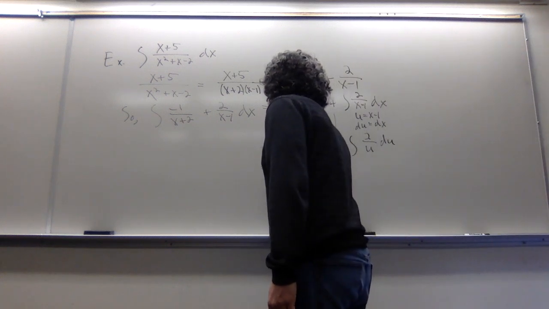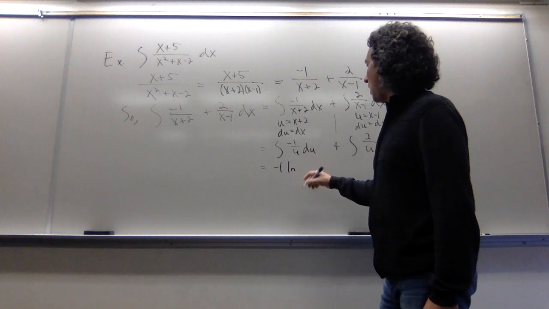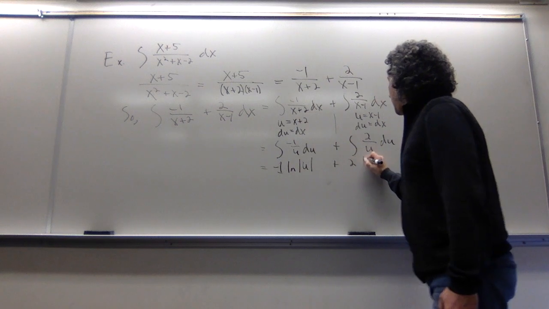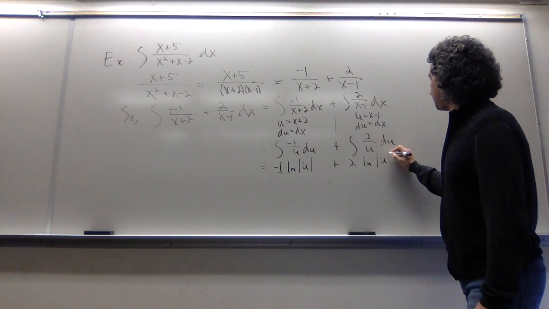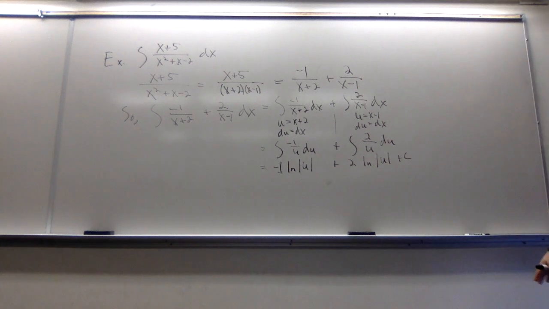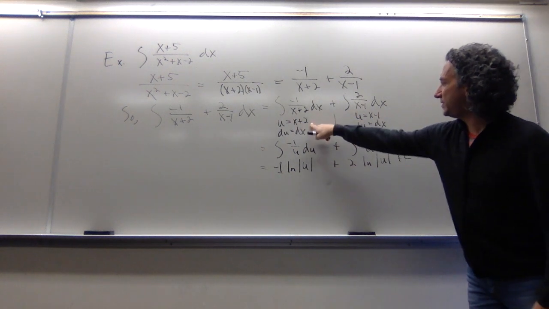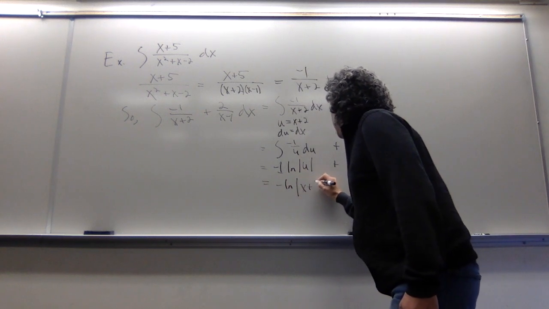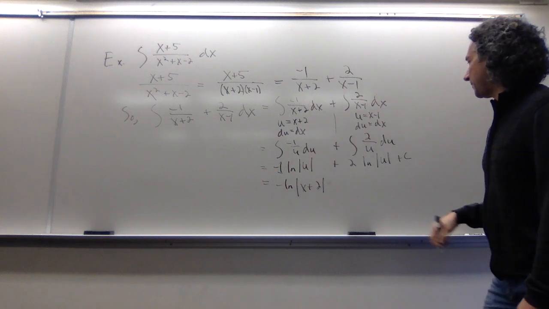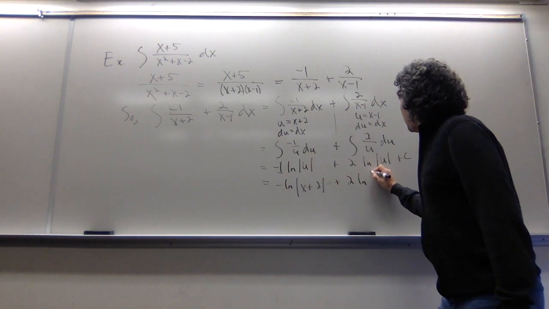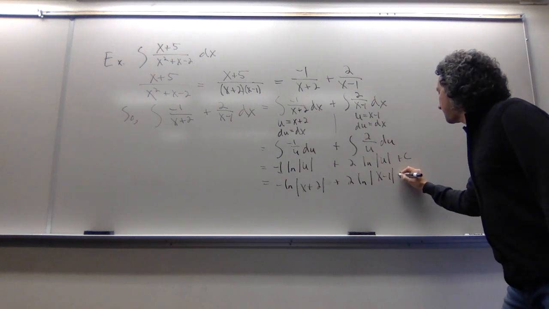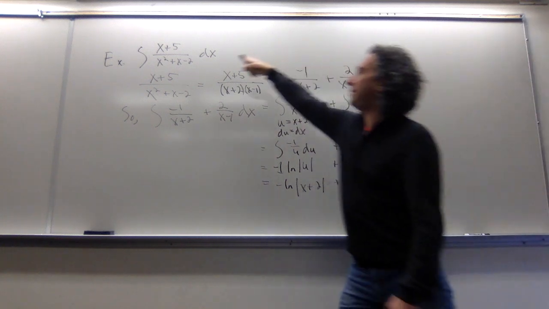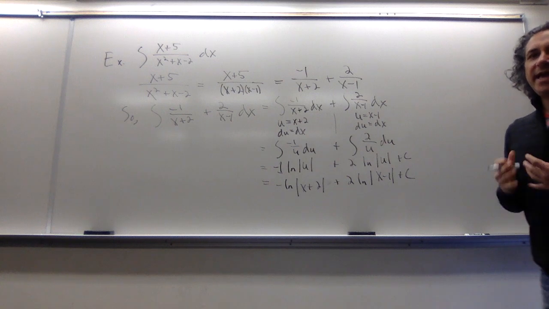Then this is just a basic integration formula. This is minus 1 times ln of the absolute value of u plus 2 times ln of the absolute value of u plus c. And we have to be a little bit careful here. This u is not the same as this u. So let me put these back in. This first u was x plus 2, and this second quote-unquote u is going to be x minus 1. And this will be the family of antiderivatives related to this integral. So this is case 1.